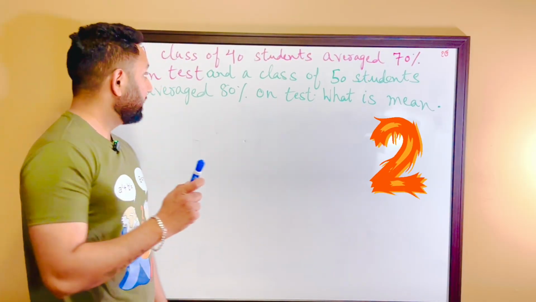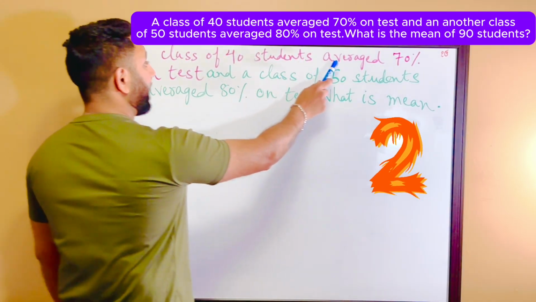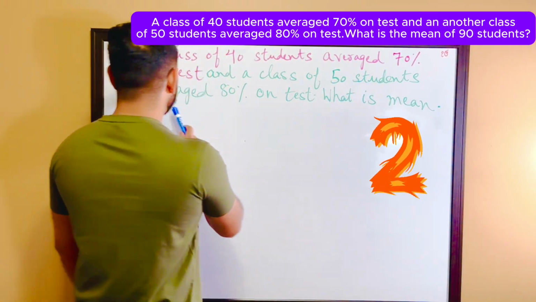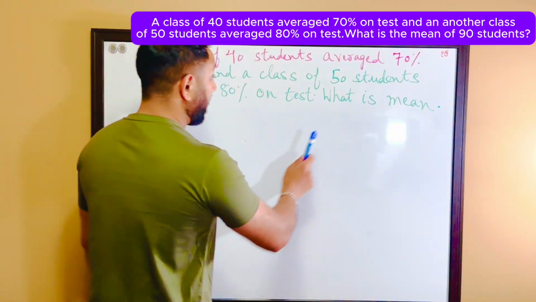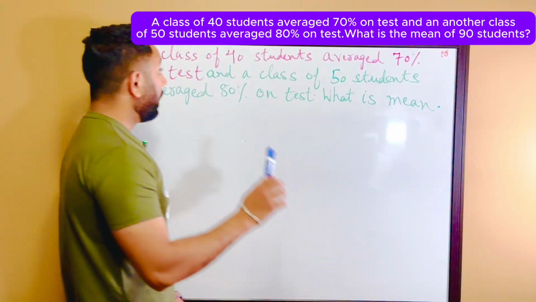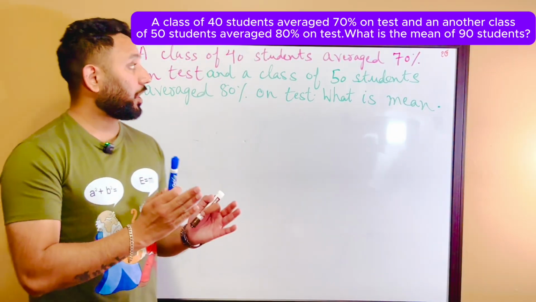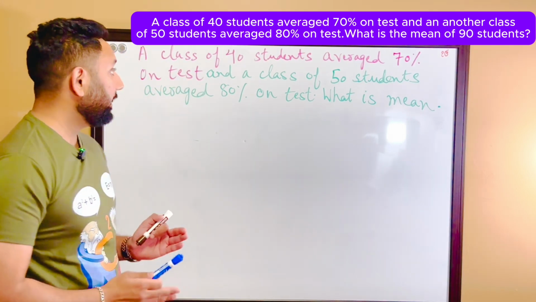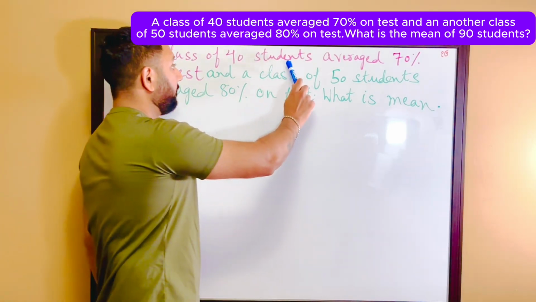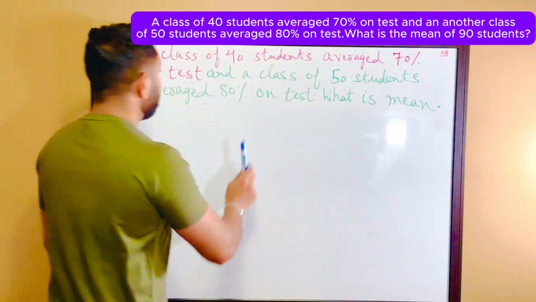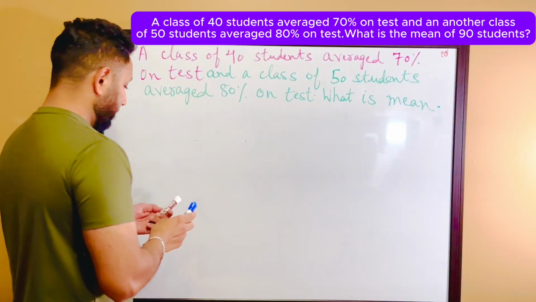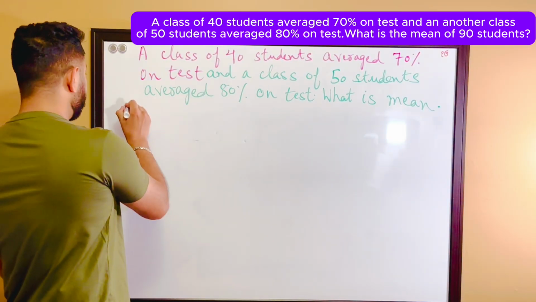So our second example is a class of 40 students averaged 70% on a test and a class of 50 students averaged 80% on a test, and we need to calculate the mean. It doesn't mean that all the 40 students got exactly 70% on a test. That means individual scores may vary, but the average score of 40 students is 70%. Likewise, the average score of 50 students is 80%. So let's begin our solution.